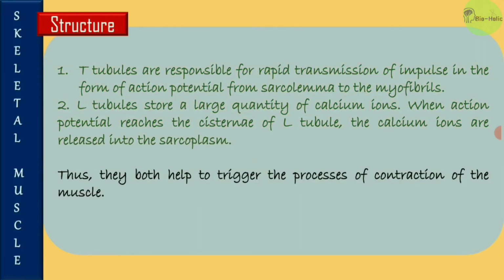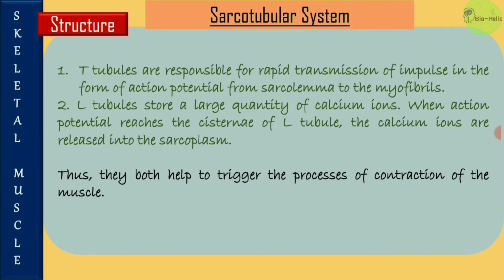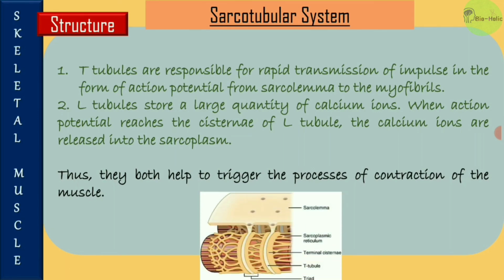And what are the functions? The T-tubules are responsible for rapid transmission of impulses in the form of action potential from sarcolemma to the myofibrils. And the L-tubules store a large quantity of calcium ions. When action potential reaches the system of L-tubule, the calcium ions are released into the sarcoplasm. Thus, T-tubules and L-tubules both help to trigger the processes of contraction of the muscle.